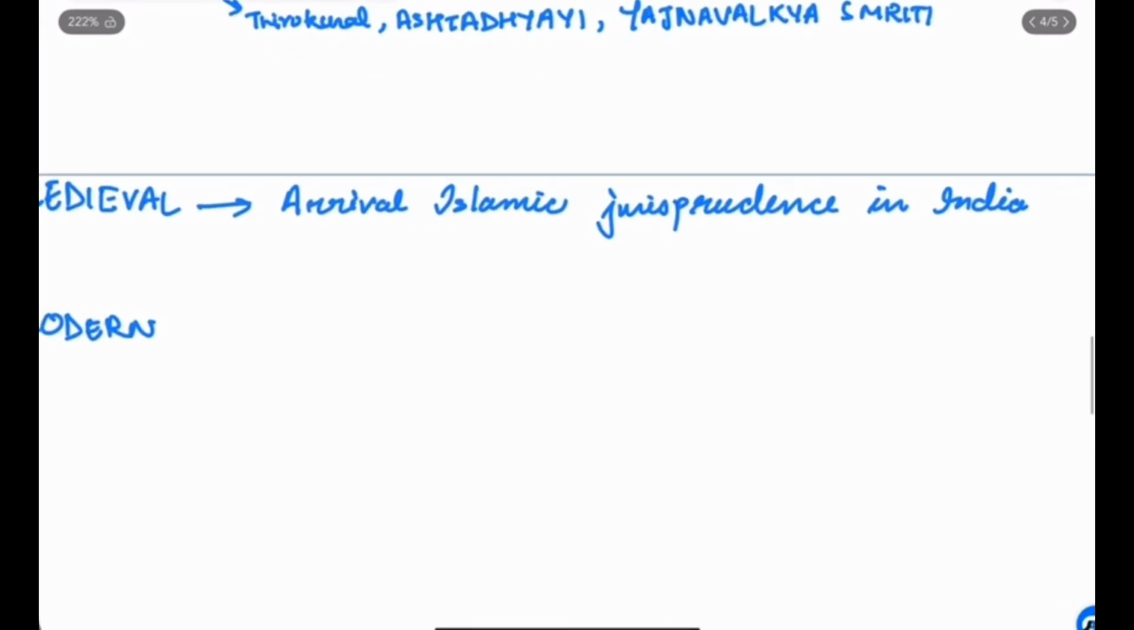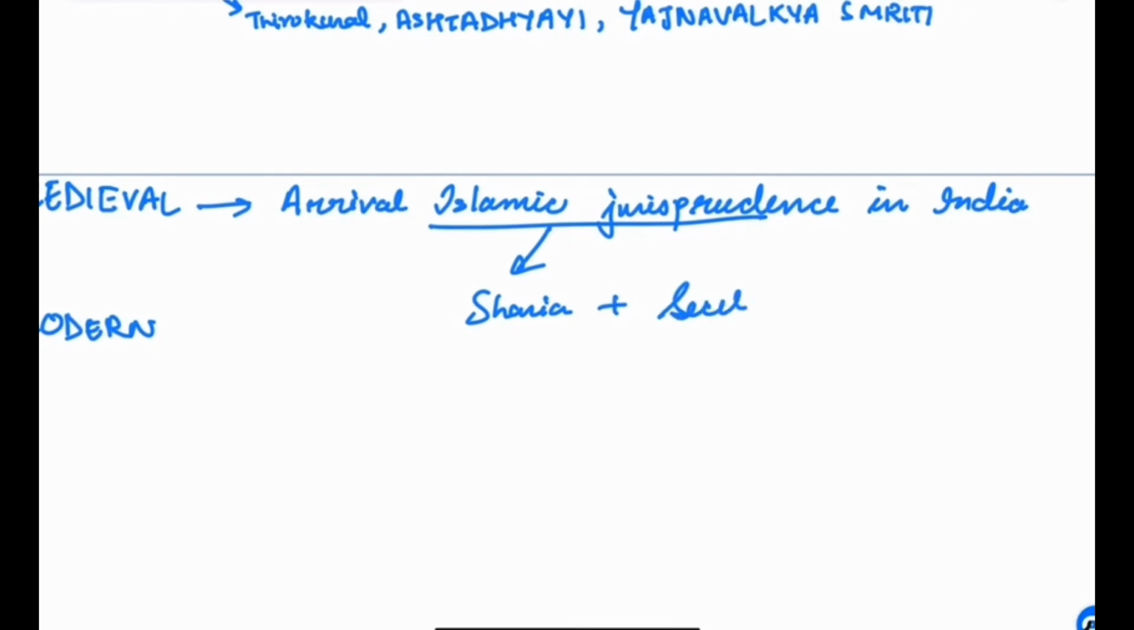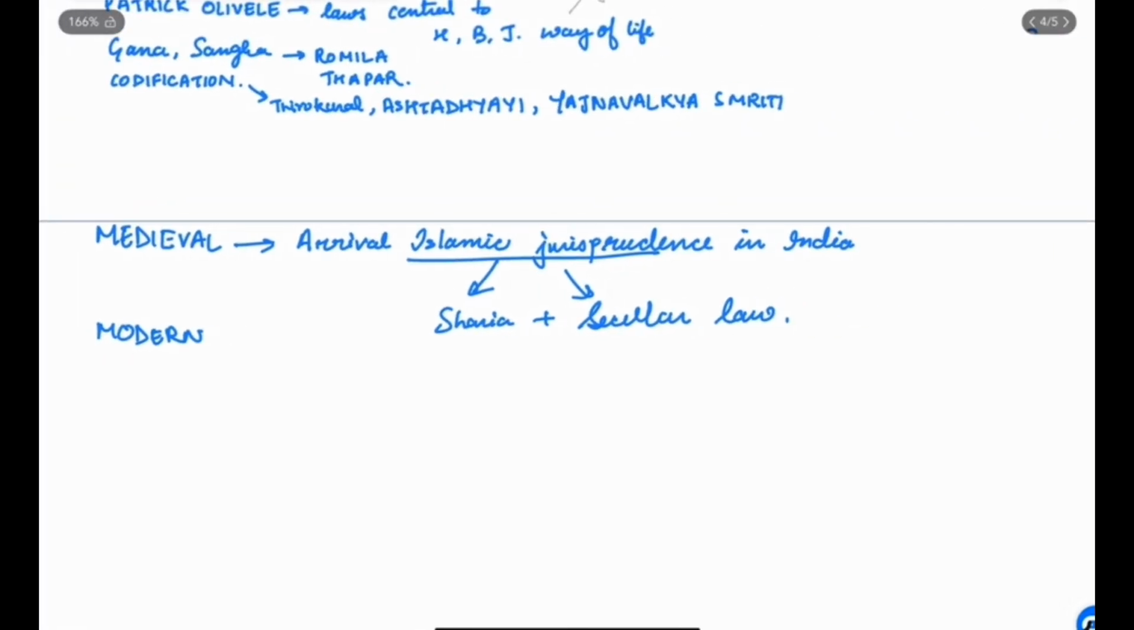So in Islamic jurisprudence there was Sharia, but along with that there was also secular law, the day-to-day functioning of the government, and many of these things continue till today, because the British later adopted their system, and now independent India is also following some of the codification.